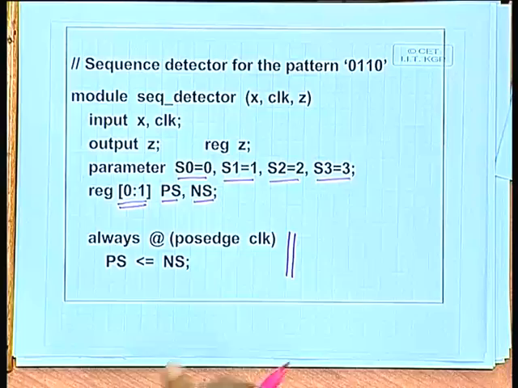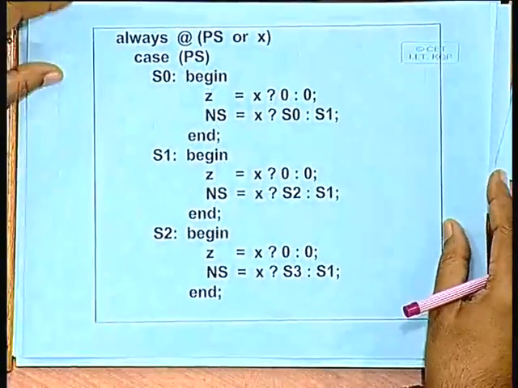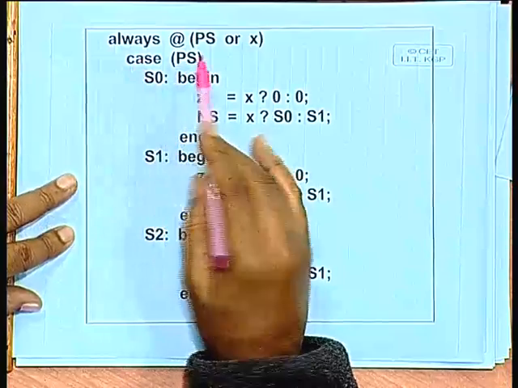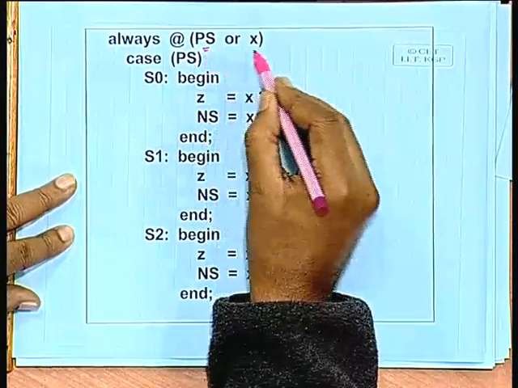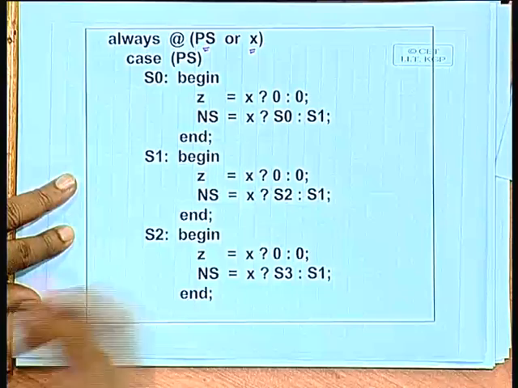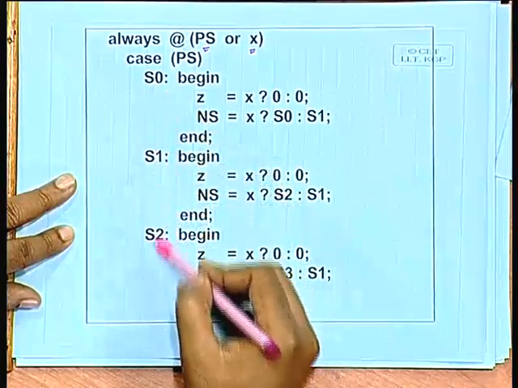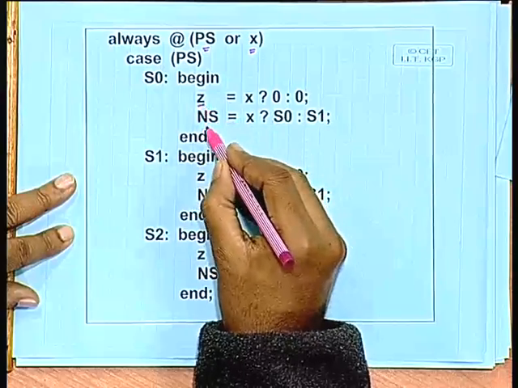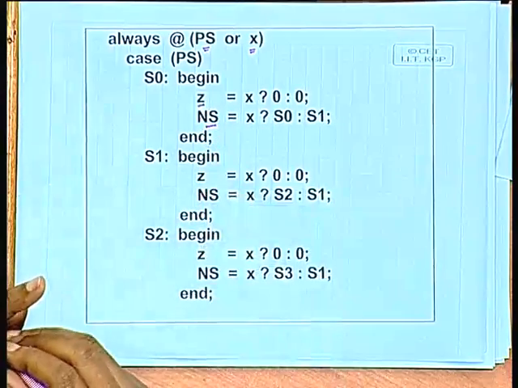There is another always block where we are triggering by any change of the state or any change of the primary input. Depending on which state we are in, we are computing the output, we are computing the next state.